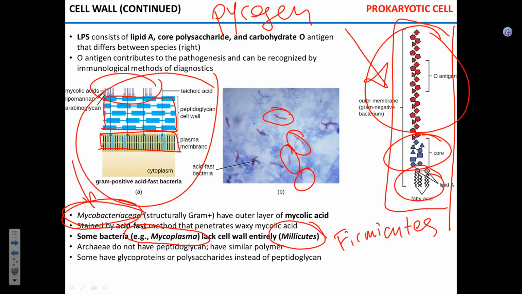Firmicutes, microbes with cell wall. Okay? A Mycoplasma is not only the microbe that does not have a cell wall, it also is the smallest independently living organism on Earth.